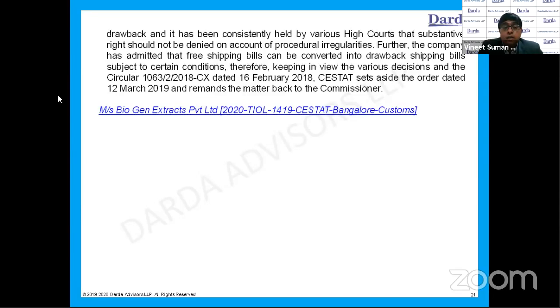But if we see, this issue is not only for shipping bill amendment for drawback only. It's also for a number of MEIS or EPCG or other claims, where people are suffering because of some clerical error. And when a substantive right cannot be denied on the ground of procedural issues or gaps, it should be followed in true spirit.